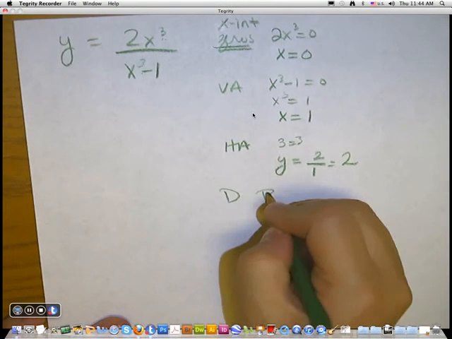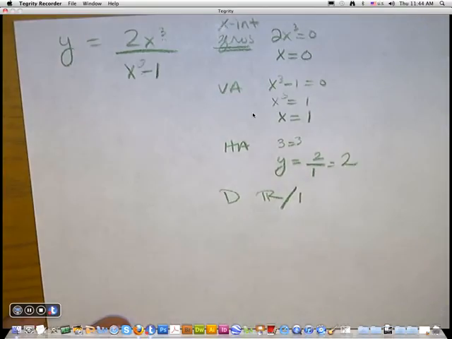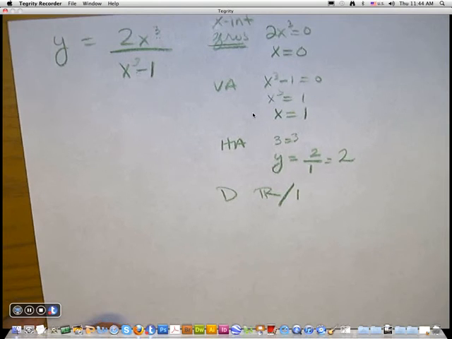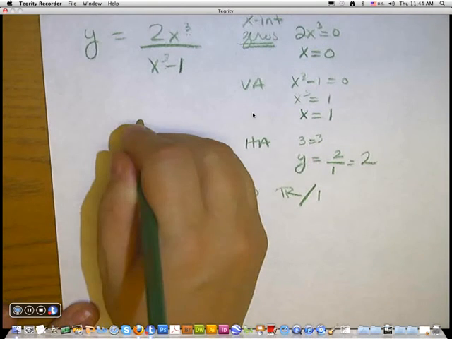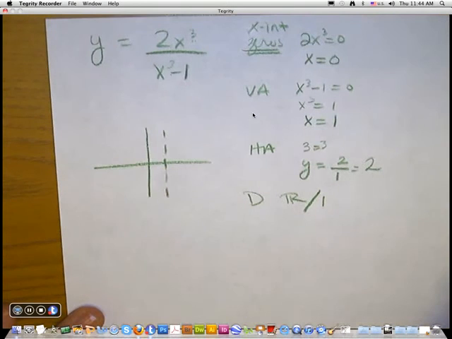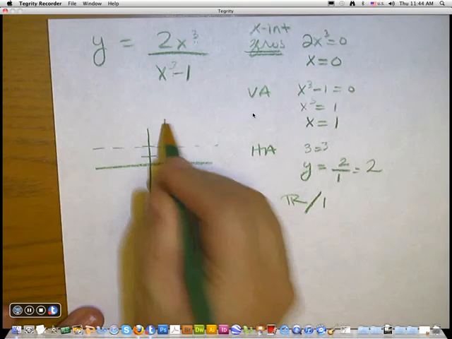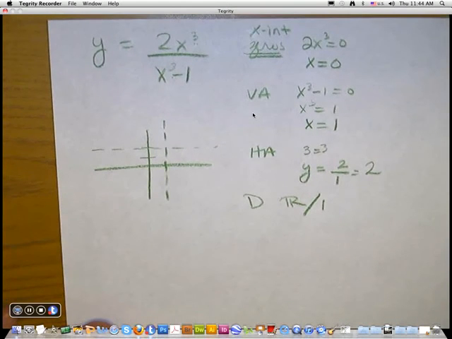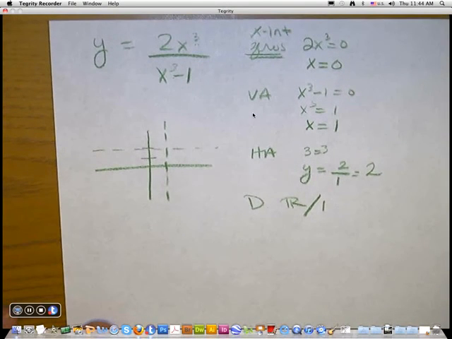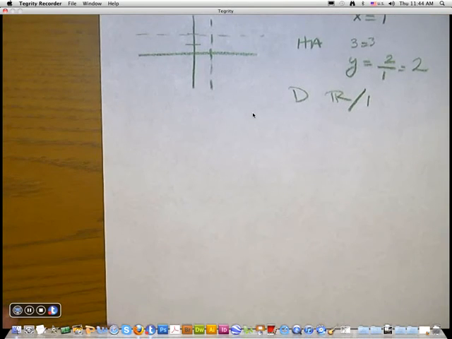My domain is going to be all reals except the vertical asymptote of 1. So if I were to make a picture of this, the vertical asymptote at 1, the horizontal asymptote at 2, I could pick some points and plot them and find some pieces. But that would give me a good setup and a good start to it.